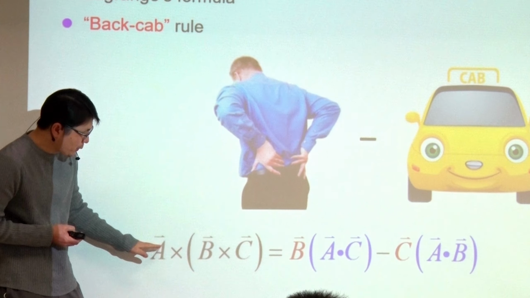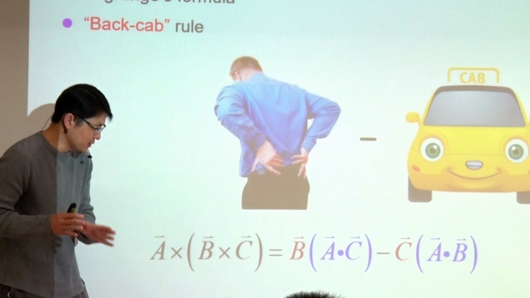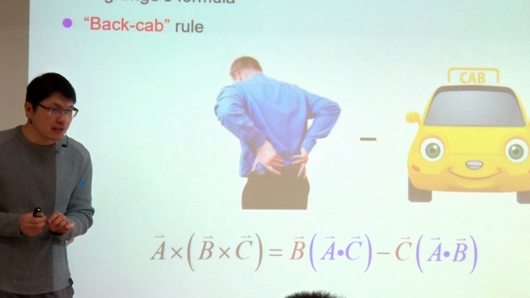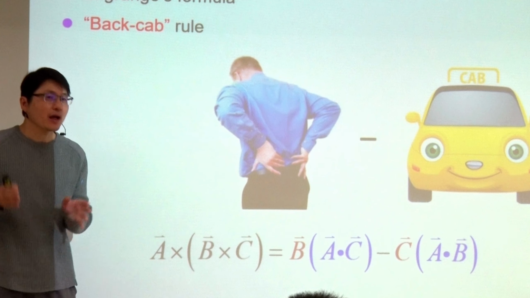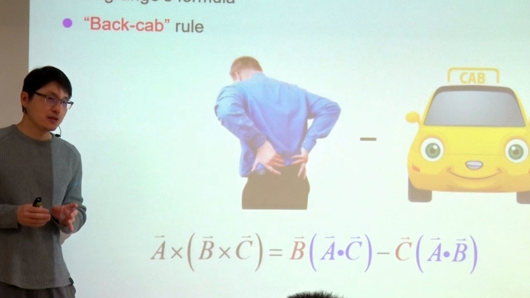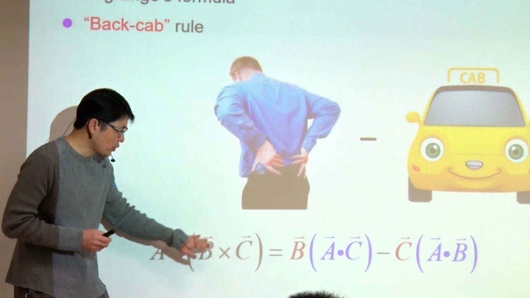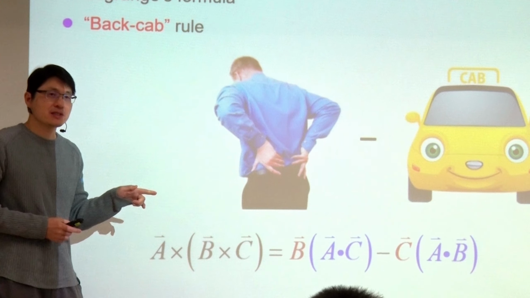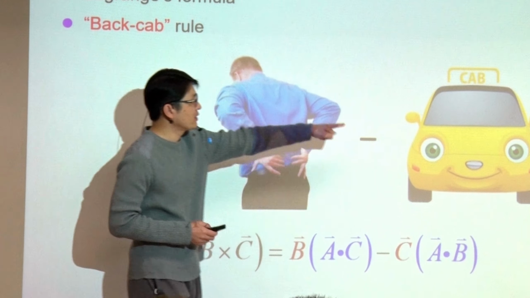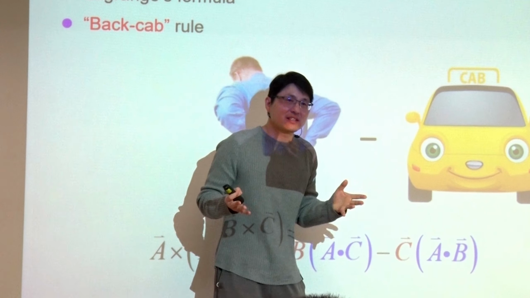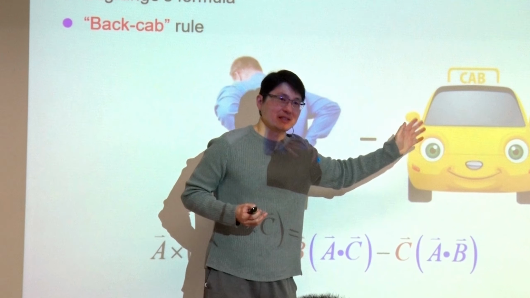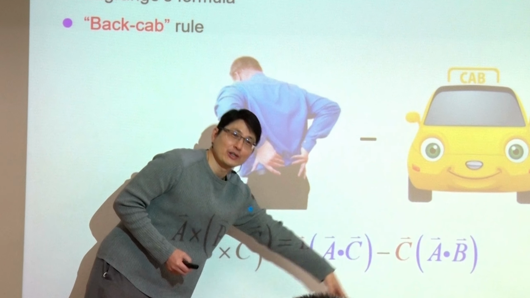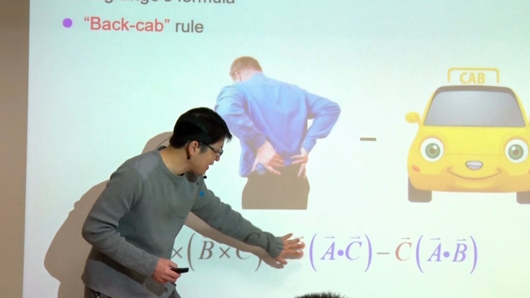The vector triple product, A cross B cross C, can be simplified into dot products. The trick is A cross B cross C is equal to back, your back, minus the taxi, cab. In the United States, taxis are usually called cabs. Cab, C-A-B. Back, B-A-C-K, you drop the K, right? So back minus cab.